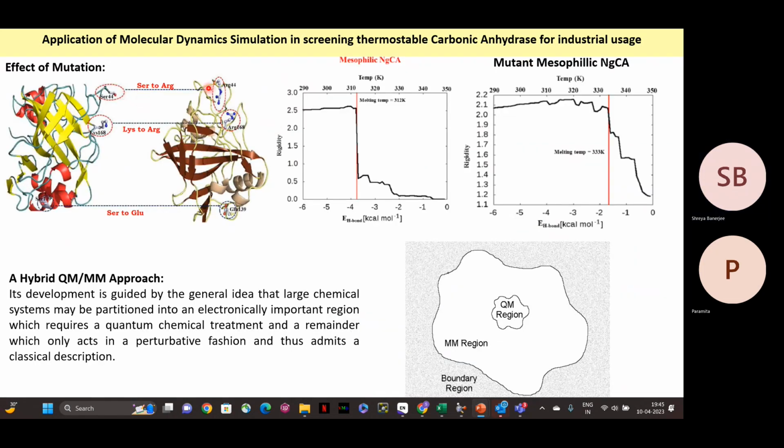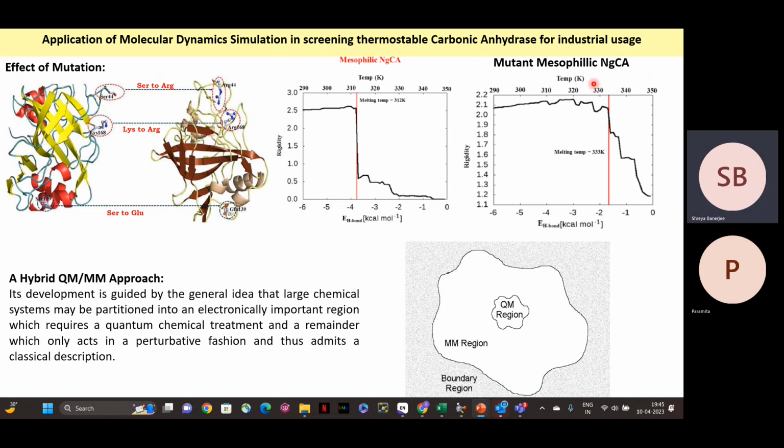So 3 mutations were done in Ng to make it similar to that of SSP. The serine at 44 was mutated to arginine, the lysine at 168 was mutated to arginine, and the serine at 139 was mutated to glutamine. If you look at the original mesophilic Ng, it had a melting temperature of 312 Kelvin. That means beyond 312 Kelvin, the protein is completely unfolded.